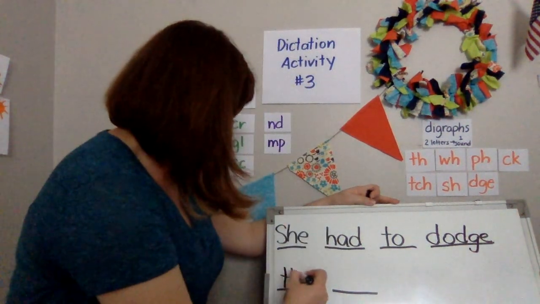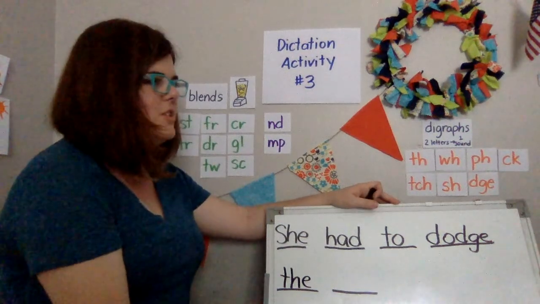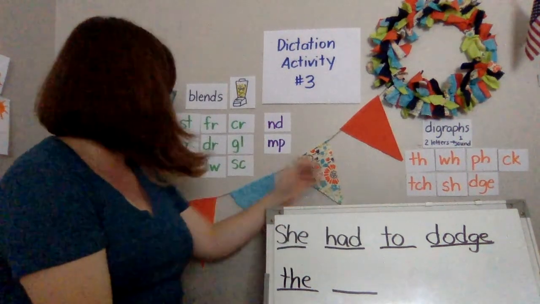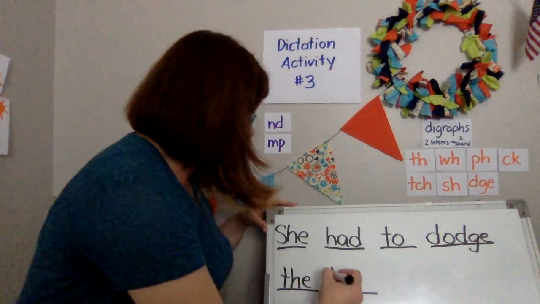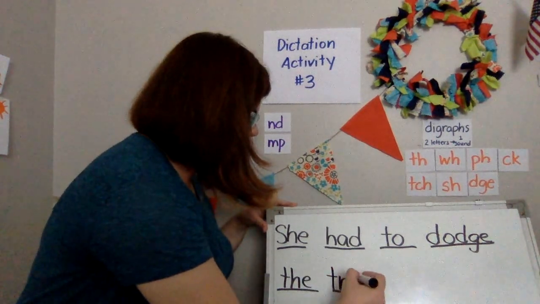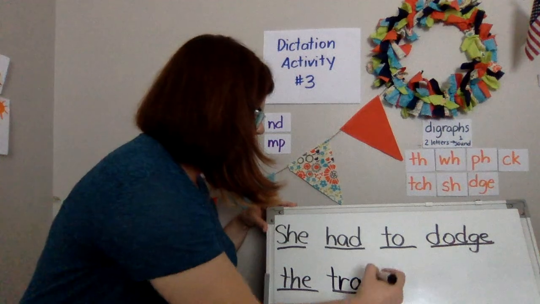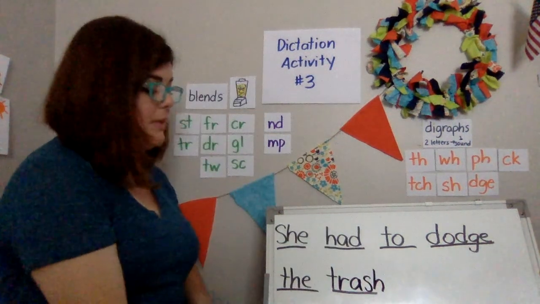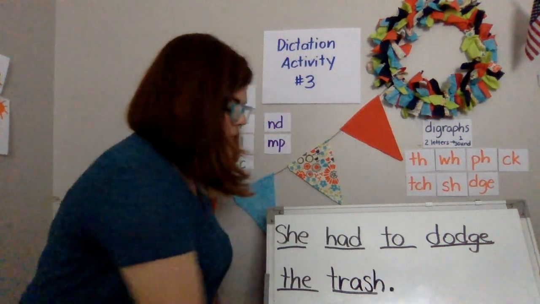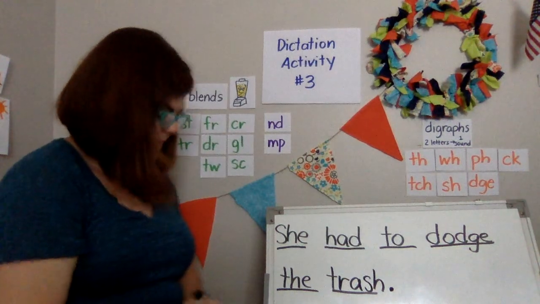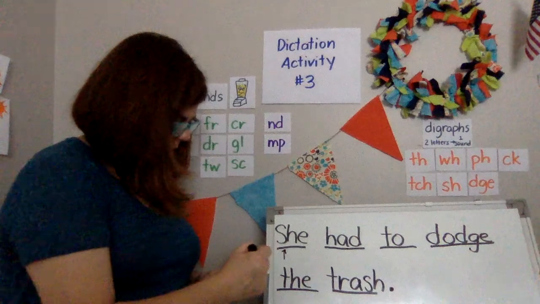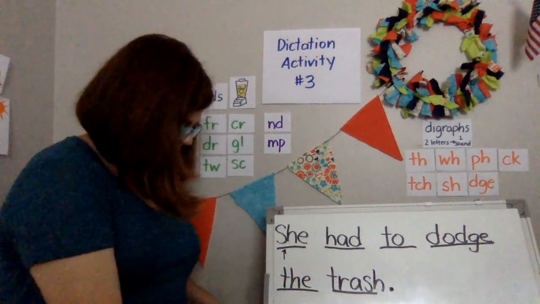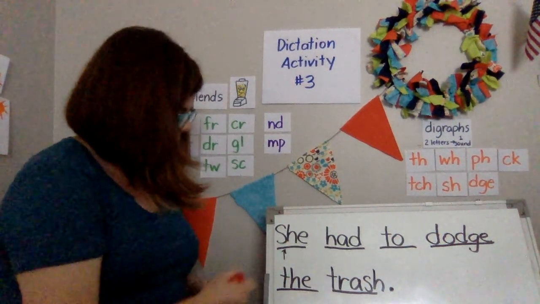The trash. That TR is always really tricky. Trash. Someone's telling me something, and I know this is a period at the end of this sentence. All right, notice we started with a capital letter. We ended with punctuation. We have great spacing.